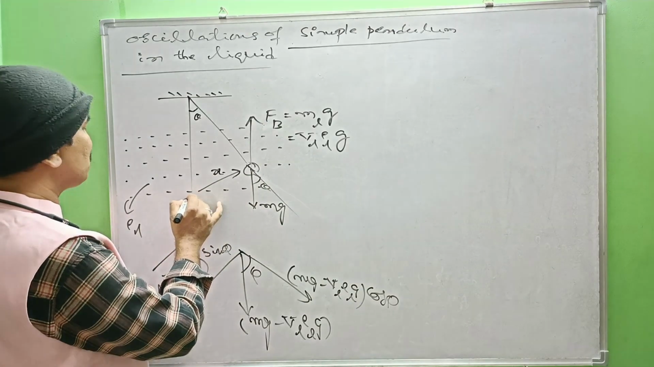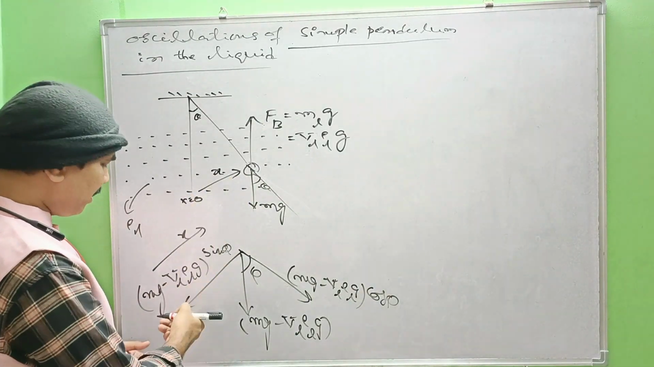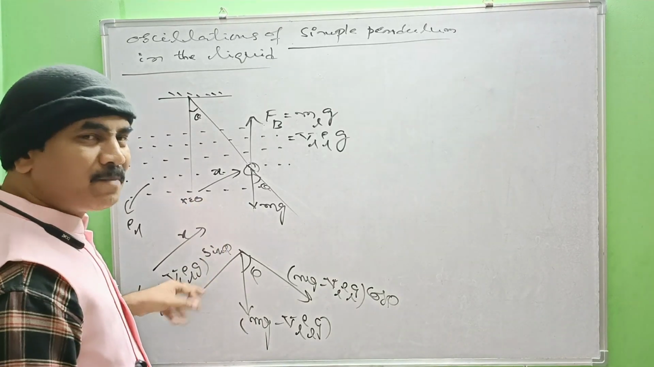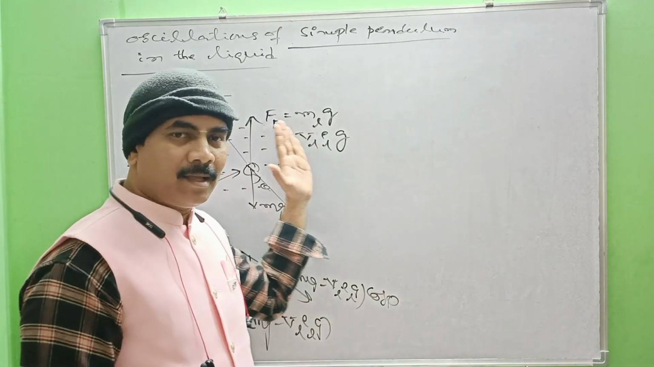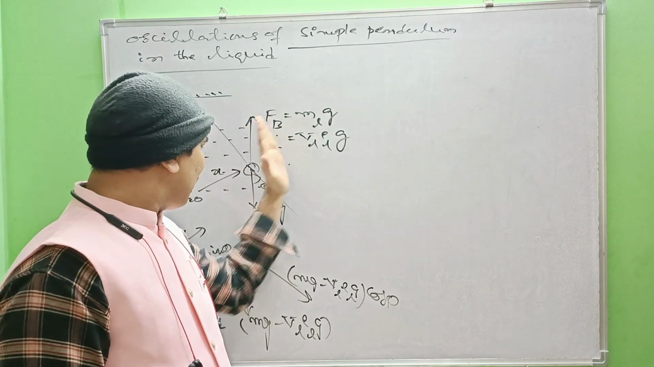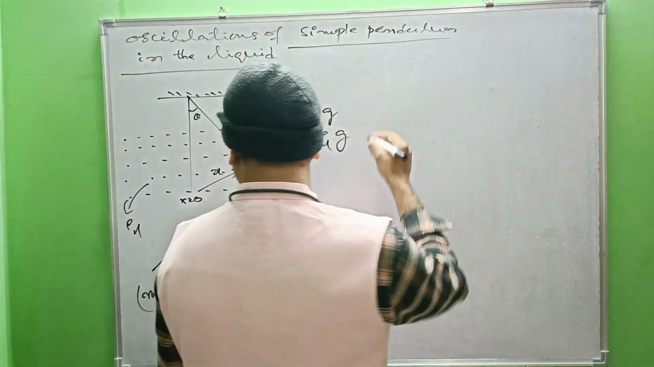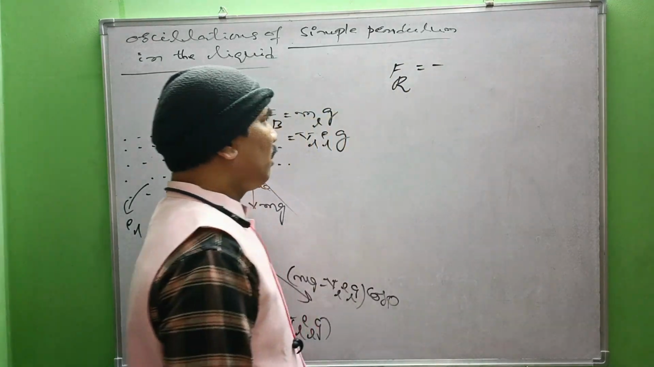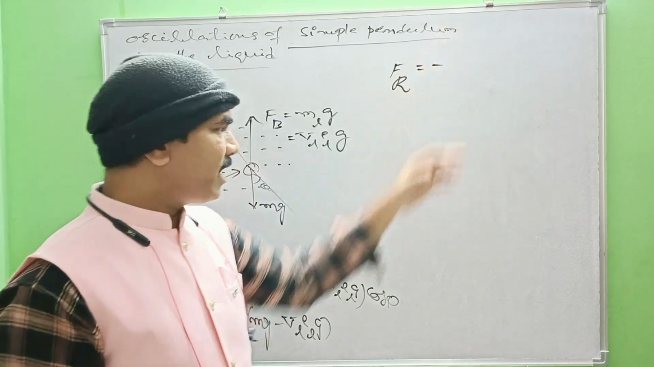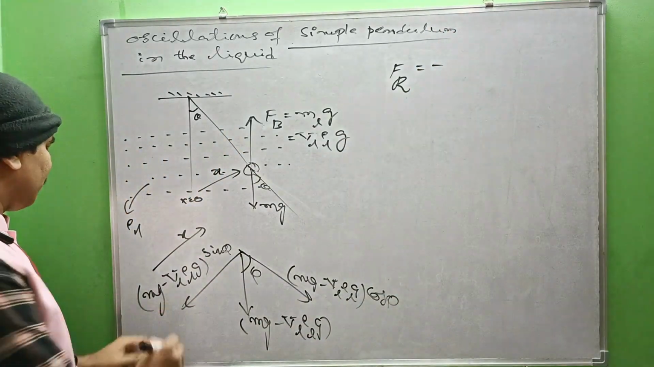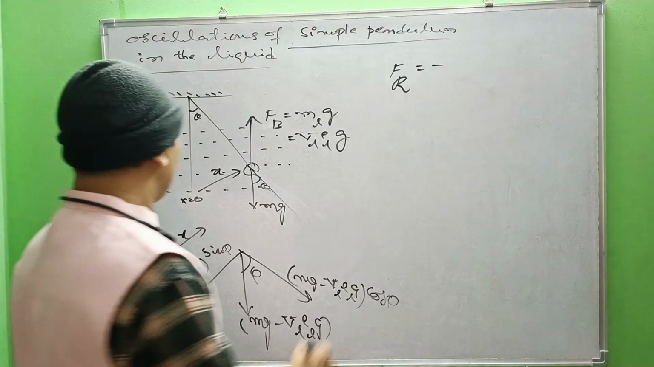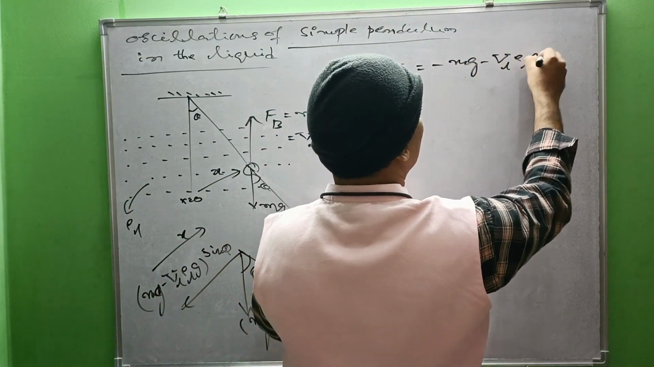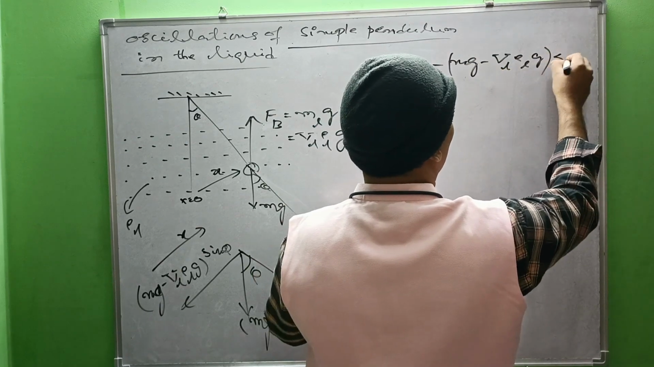See here, this is the mean position, x equal to 0. See the direction of this force that is acting towards the mean position. Therefore, this must be the restoring force, which causes the bob to get back to its previous position. That's why F restoring equal to minus, as it is restoring, we have to consider the negative sign: minus Mg minus VLρ_L g whole into sin theta.